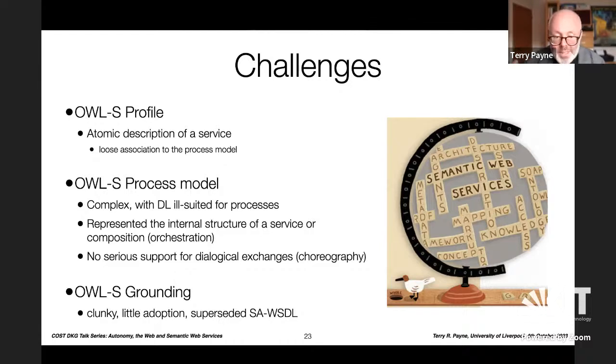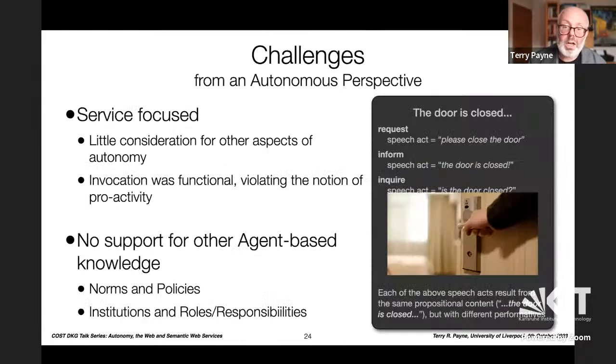And finally, the OWL-S grounding. I'm not sure anybody liked it. If you did, tell me. But there wasn't that much adoption, as I recall, because the proposition of SAWSDL, semantically enabled WSDL, followed around that time, and it very much took the momentum of that type of work.